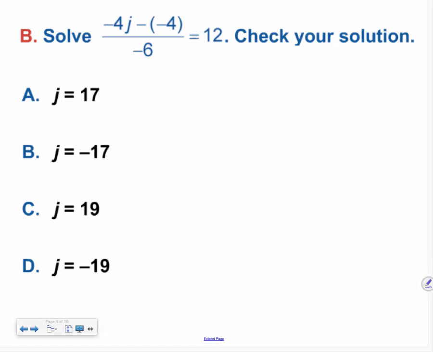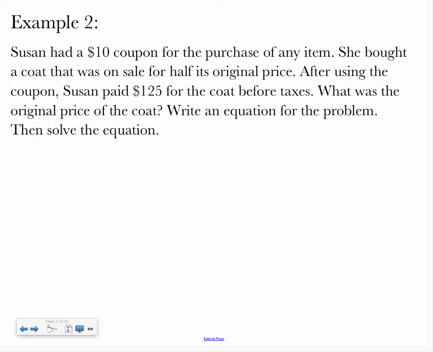Hopefully here you told me that j equals 19. Again, if that's not what you got, either ask myself or a friend. Go back, watch the last example again. Go back, check your work. Okay? Let's look at example 2 together.